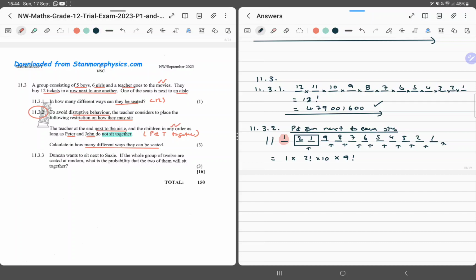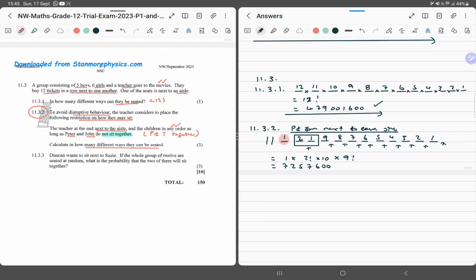Okay, so the other way other people look at this, this is going to be that situation. Let's just count it. 1 times 2 factorial times 10 times 9 factorial. So this gives us 7,257,600. How many numbers do we have here? 1, 2, 3, 4, 5, 6, 7. So this is 7,257,600. Okay, cool. Can you see?